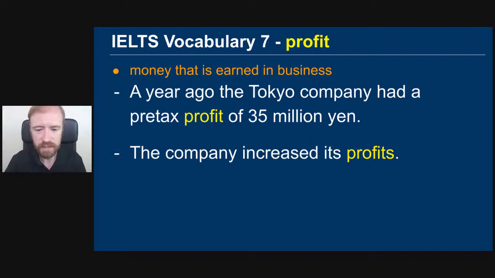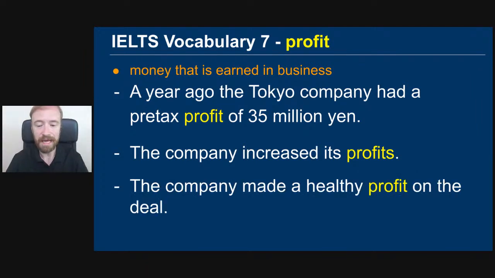The company increased its profits. So total profits. It has a lot of income. It's getting a lot of income, and it's making money. It has profit. The company made a healthy profit on the deal. So we're using an adjective here, healthy profit, which means good profit. That's a very good profit if it's a healthy profit.